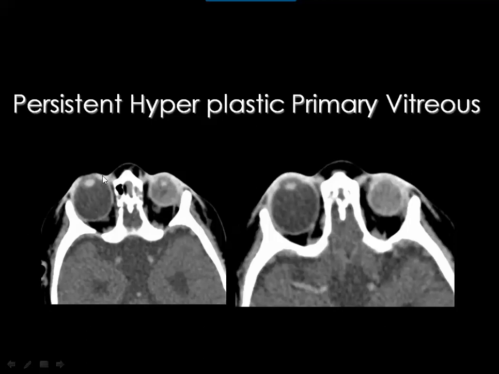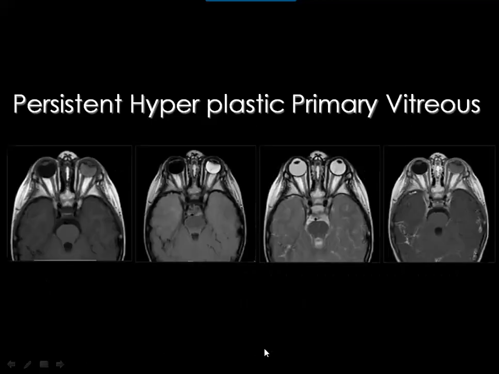This is also persistent hyperplastic primary vitreous. The globe is small and the lens is distorted, and there is increased density without the presence of calcium. Another example by MRI: you see the left globe is small, the left globe is bright in the T1 and in all images, and you may get some abnormalities in the lens as well.